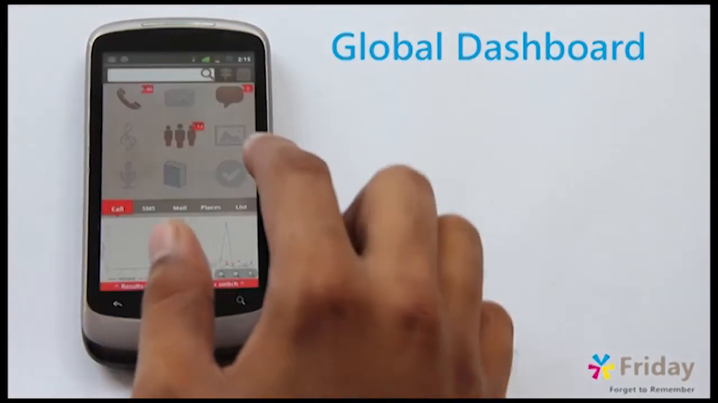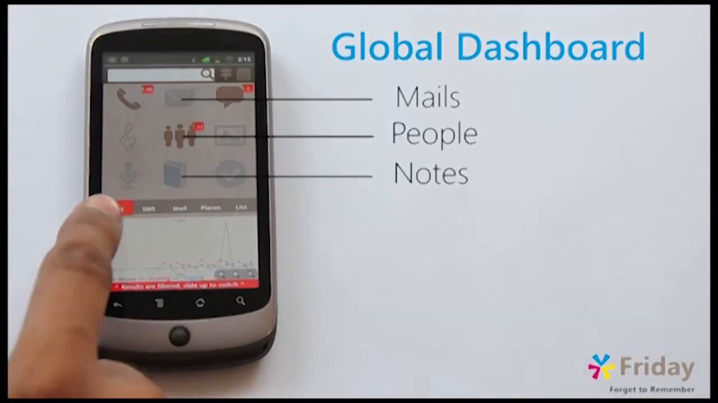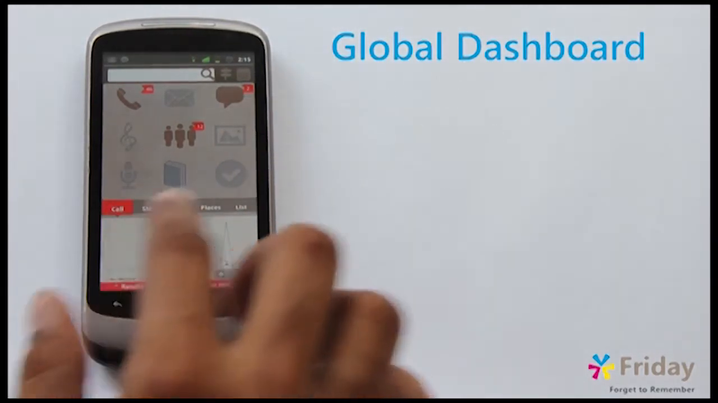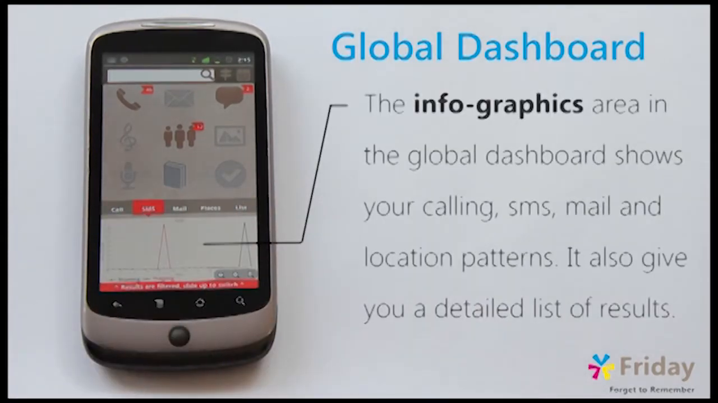If you're interested in specifics, you could look at calls, music, voice notes, mail you've read, and notes you've taken. SMS, images, and reminders are stored too so that you can truly forget to remember anything that happened. Now, this is a lot of data for sure.